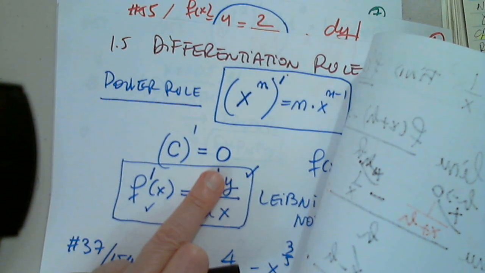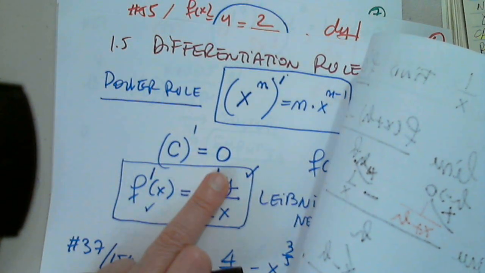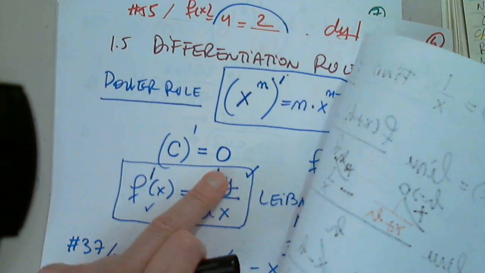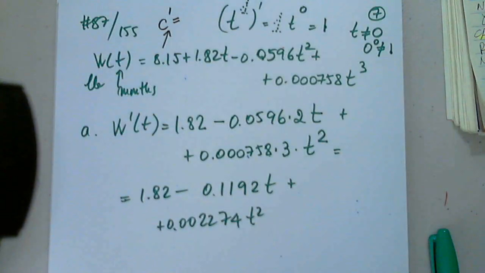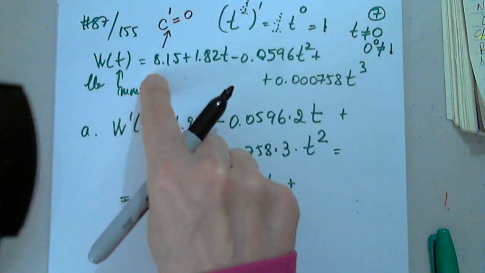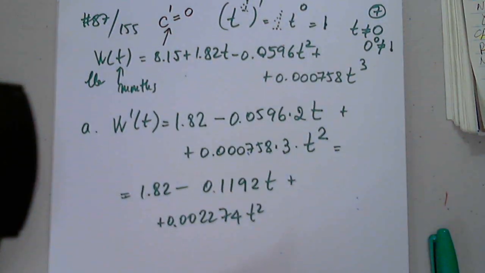If you have $10 in your pocket and you don't put anything in, you don't take anything out, what is the rate of change of that constant? 0. Perfect. So C prime is 0. So 8.15 prime will be 0.